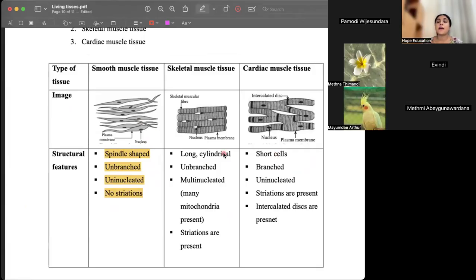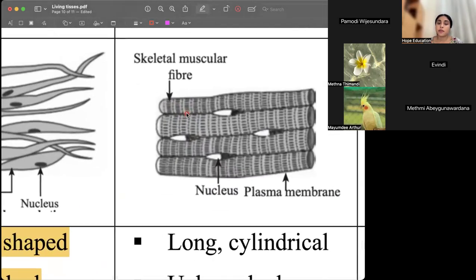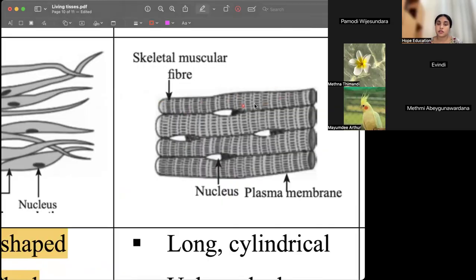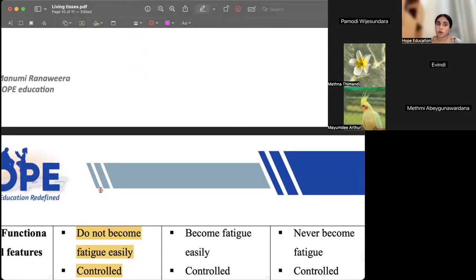All right, skeletal muscle tissue. This is our second type of muscle tissue. This is how it appears. You can see how it appears here. Okay. They are long, cylindrical. I highlighted almost all of these because all of these are important. See?